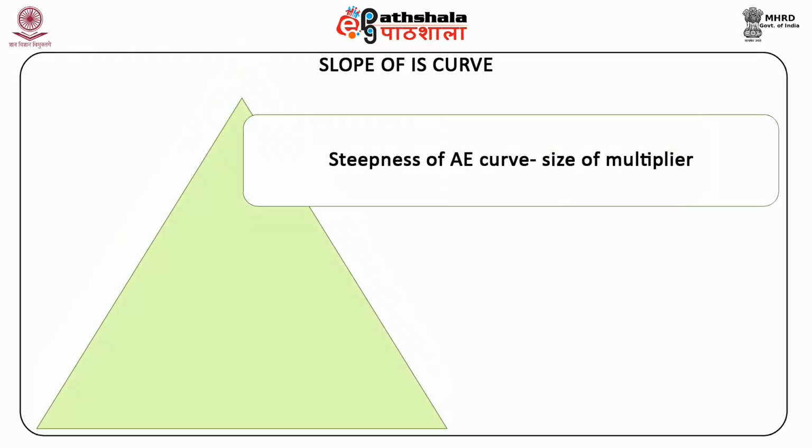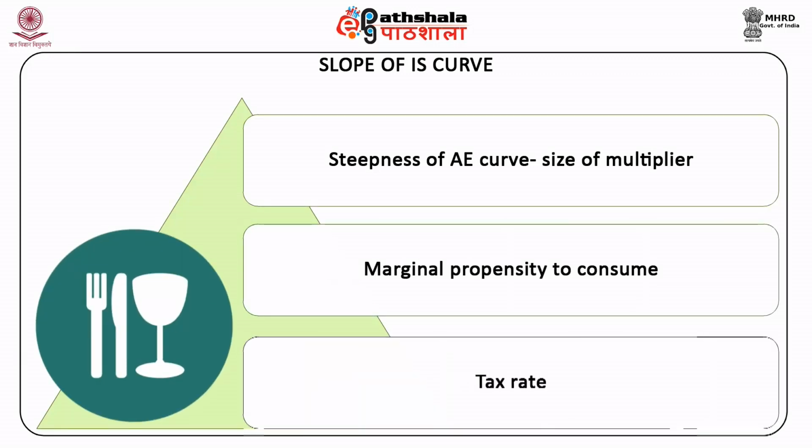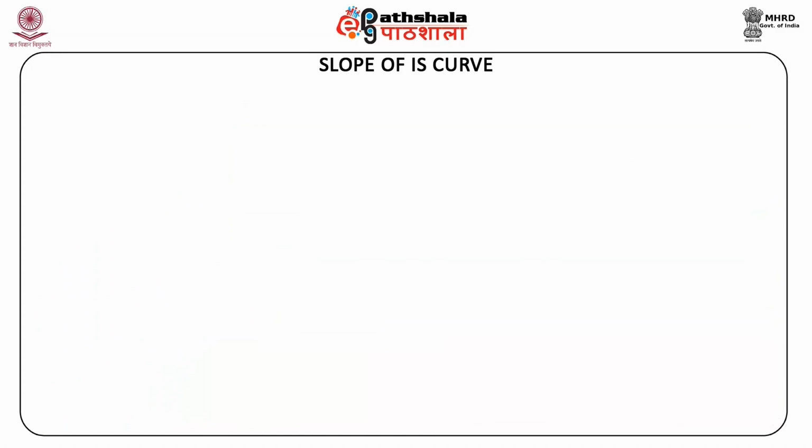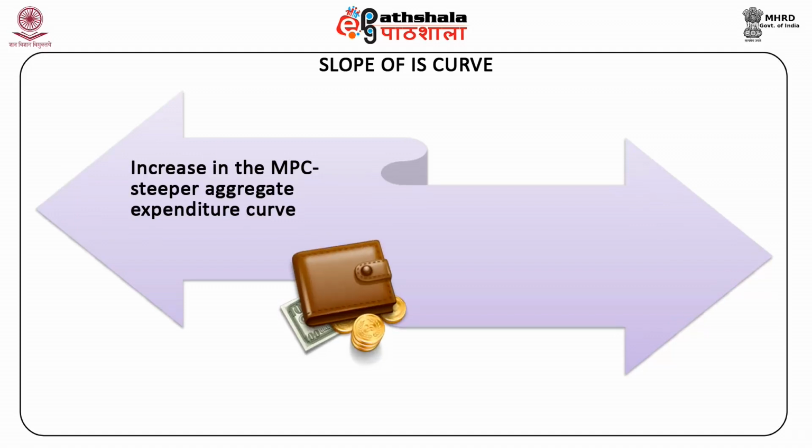The second factor is the multiplier, that is alpha G. The steepness or flatness of the AE curve is determined by the size of the multiplier, which is in turn determined by A. Marginal propensity to consume, and B. Tax rate. A. Marginal propensity to consume. An increase in the marginal propensity to consume creates a steeper aggregate expenditure curve.